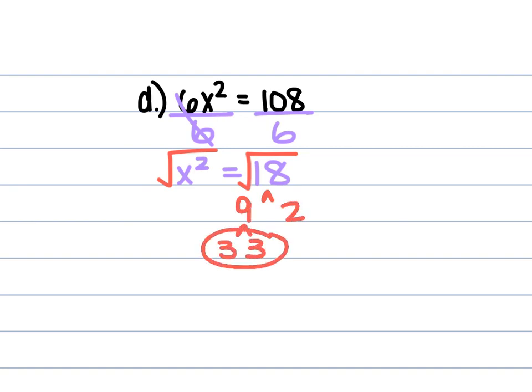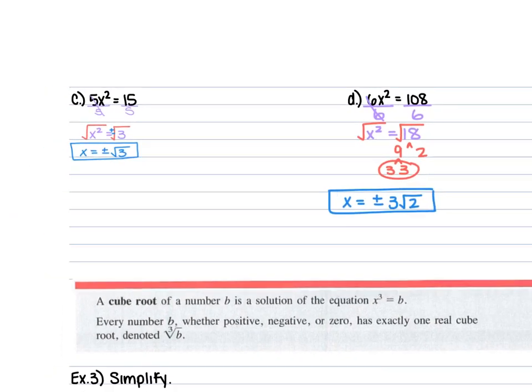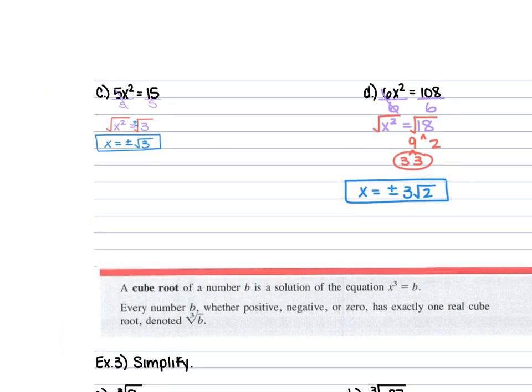You have a pair of 3s, so pull 1 out. So x is going to equal, remember that plus or minus 3. The 2 doesn't match up with another 2, so it's going to stay underneath the radical sign. So plus or minus 3 square root 2.